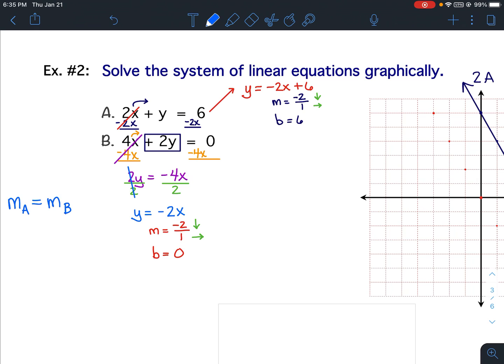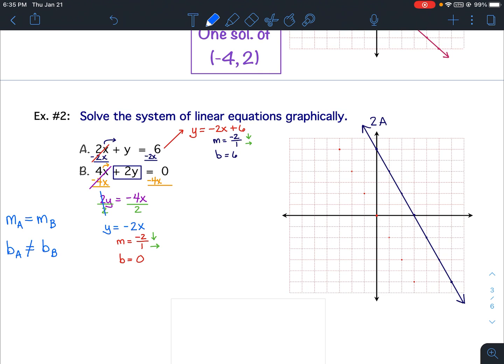Now let's look at the y-intercepts. Here the y-intercept is 6. Here the y-intercept is 0. So my slopes are equal, but my y-intercepts are not equal. So the y-intercept of A does not equal the y-intercept of B.